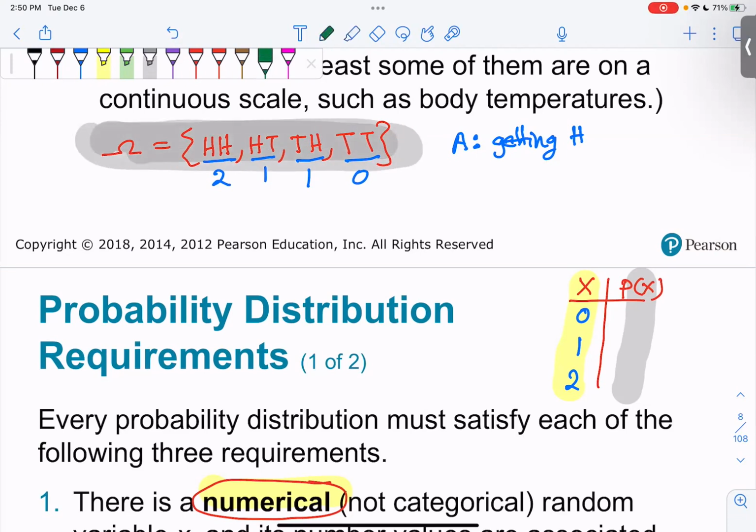1 out of 4, so this will be 1/4, right? The probability of getting 0 heads is the number of those outcomes, which is 1, divided by the total number of outcomes, which is 4. And then, okay, how many times do we get 1? 1, 2. Out of 4, it will be 2/4, right?